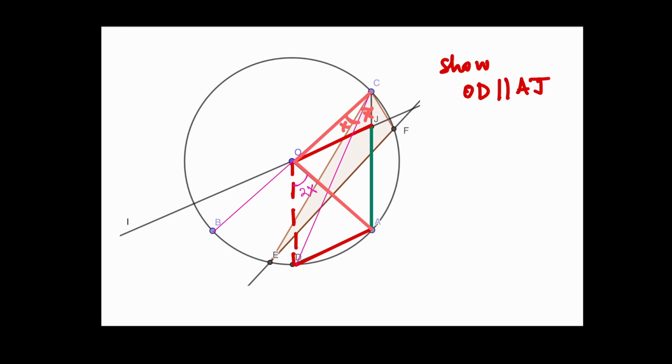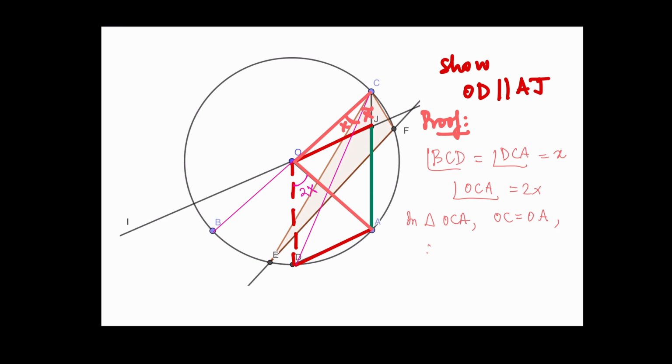So let me write down all the steps now. Let's write down the proof. The proof is: first join OB. Notice that angle BCD is equal to DCA, because arcs BD and AD are equal. Both are equal to x. Therefore angle OCA is equal to 2x. But in triangle OCA, OC equals OA because they're both radii. Therefore, in an isosceles triangle, base angles are equal. So angle OAC is equal to the other base angle OCA, which we already know is 2x. So we know OAC is 2x.